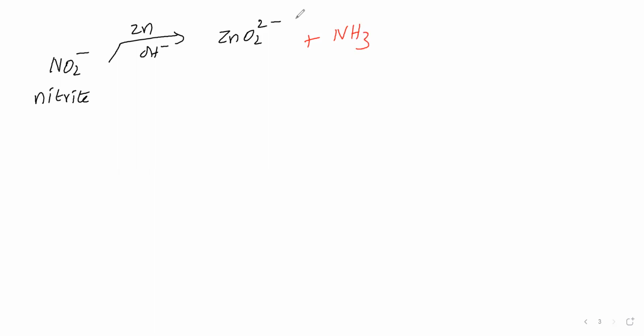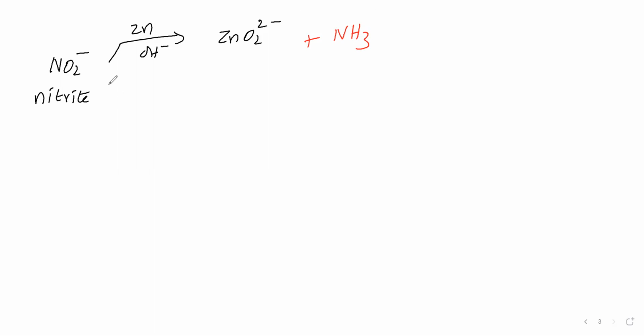Now we will take NO2 minus, nitrite. We are taking nitrite. To this we are adding zinc in basic medium. Now this zinc is converting into zincate, ZnO2 2 minus. Remember this formula, it is an oxoanion. Zinc is converting into zincate. Nitrite is converting into ammonia.